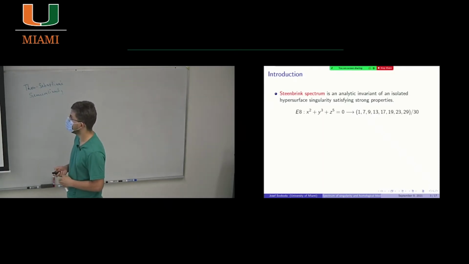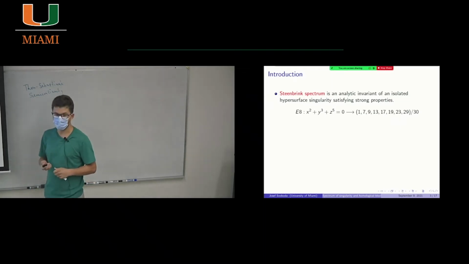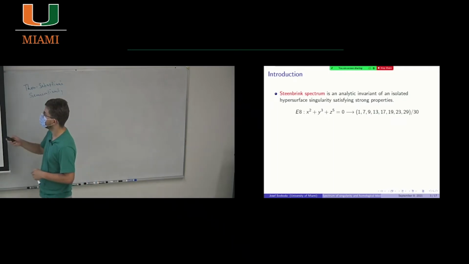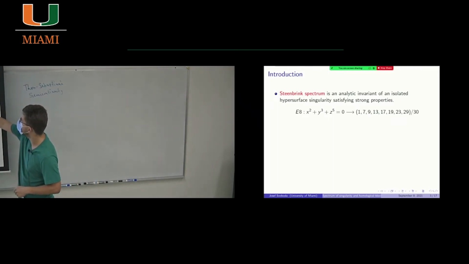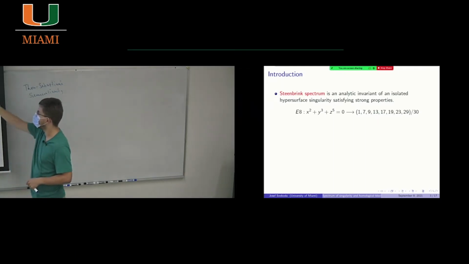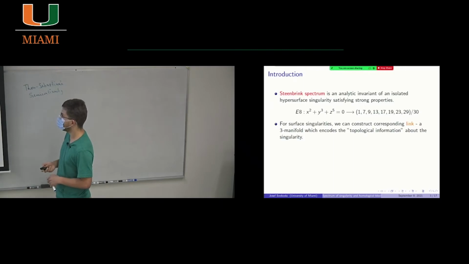So this is an example from the previous talk. If we have a singularity x squared plus y cubed plus z to the 5, which is called the E8 singularity, then the spectrum is 8 numbers, and I write here the common denominator like this. So they are all 1 over 30 and so on. So this is an example.